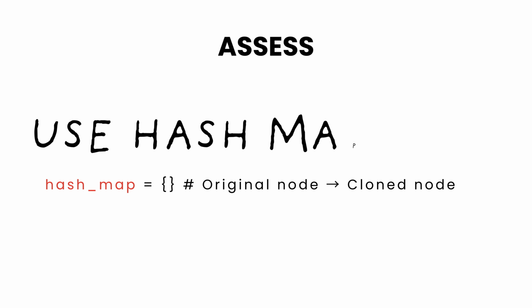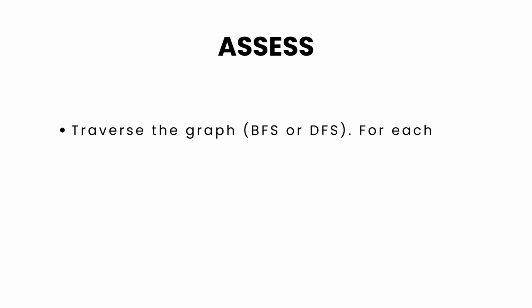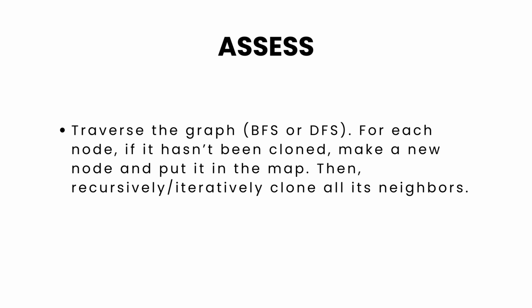Use a hash map, a dictionary, to track each original node and its corresponding clone. Traverse the graph, BFS or DFS. For each node, if it hasn't been cloned, make a new node and put it in the map. Then, recursively or iteratively clone all its neighbors.